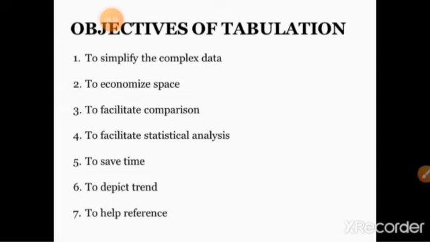Next one is to facilitate comparison. It helps to compare between 2 or 3 tables. And next, it provides statistical analysis of the data we have collected, and it helps to save time. The next one is it depicts the trend, and the last one is to help in reference. By comparing the tables, we come to know the basis on which it has been done. So these are the objectives of tabulation.